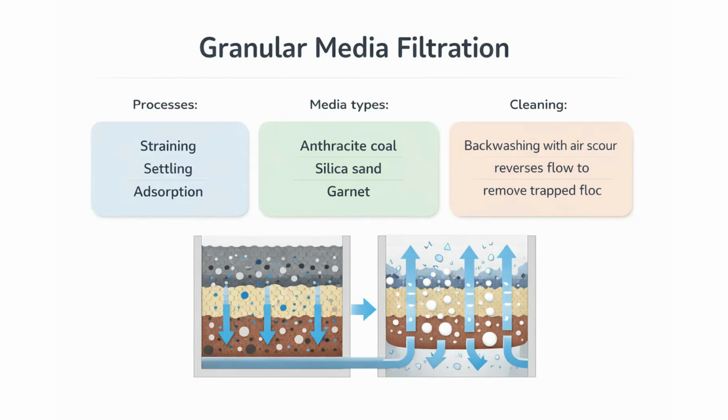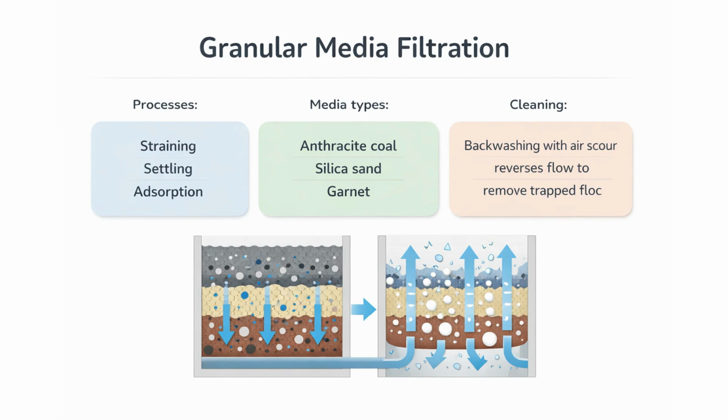Even after settling, some tiny particles remain. That is where granular media filtration comes in. Water flows down through layers of anthracite coal, sand, and sometimes garnet. The media traps the remaining floc through straining and adsorption. When the filter gets clogged, we clean it by reversing the flow, a process known as backwashing.